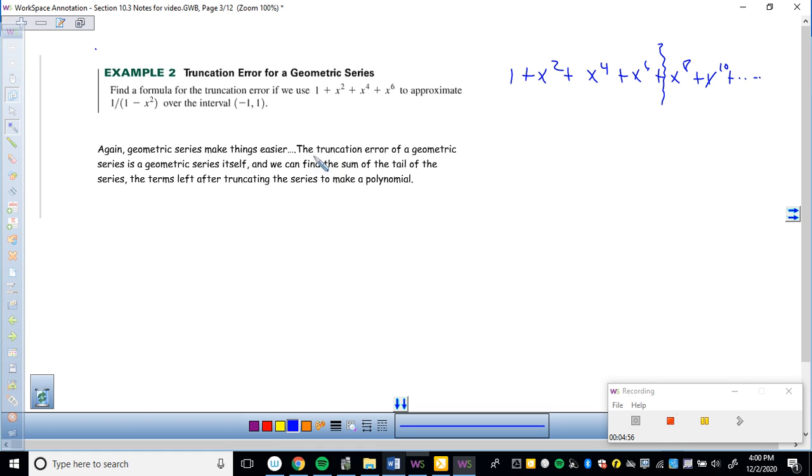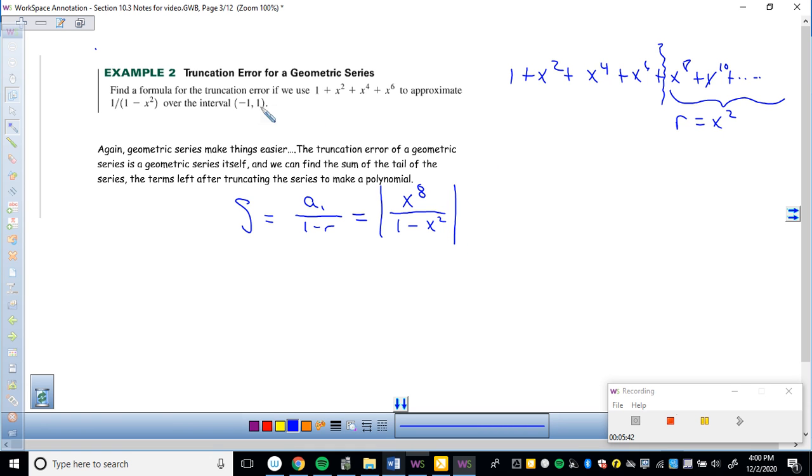What's nice about a geometric series is the truncation error of a geometric series is a geometric series itself. The rest of this is its own geometric series. So we certainly can find the sum, or the actual value of the error, by finding the sum of the tail. With a geometric series, the sum is a sub 1 over 1 minus r. And for the tail, our a sub 1 is x to the 8th over 1 minus, in this case, our common ratio is x squared, so it's 1 minus x squared. And when we're doing error, we like the error to be positive, so we would take the absolute value of that. So that is the function that represents the truncation error.